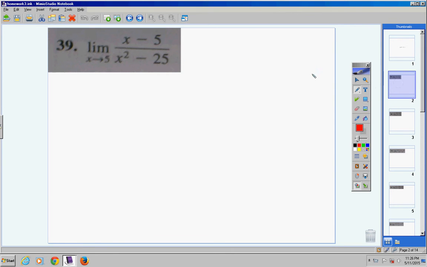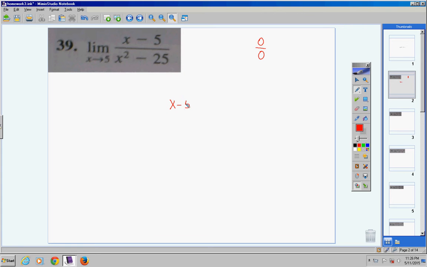Let's take a look at number 39. We're going to find the limit of this expression here as x approaches 5. Now, if you put 5 in for x, you will get 0 over 0, okay? So, that's not going to work. Substitution is not going to work. So let's try to simplify this expression.